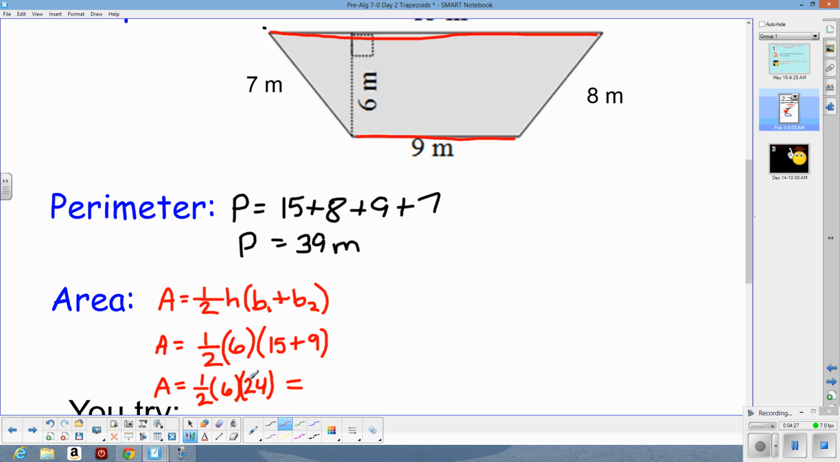Now you can multiply these in any order you want. It might be a little easier to do 1/2 times 24. 1/2 of 24 is 12, and then 12 times 6. 12 times 6 is going to be 72. 72 meters squared. Remember, area is always in units squared. You could have also multiplied 1/2 times 6 first. 1/2 times 6 is 3, and then 3 times 24 is 72.